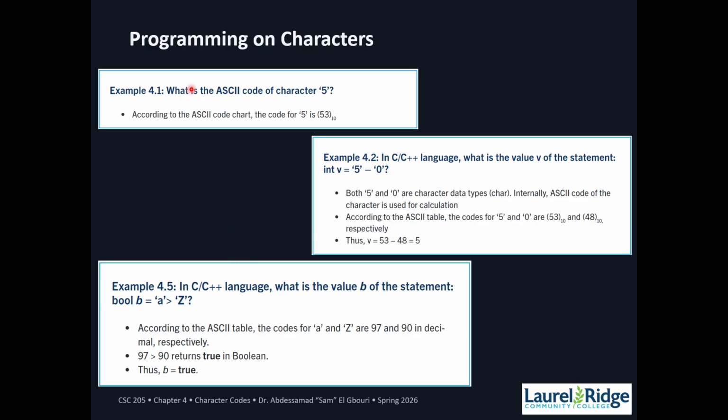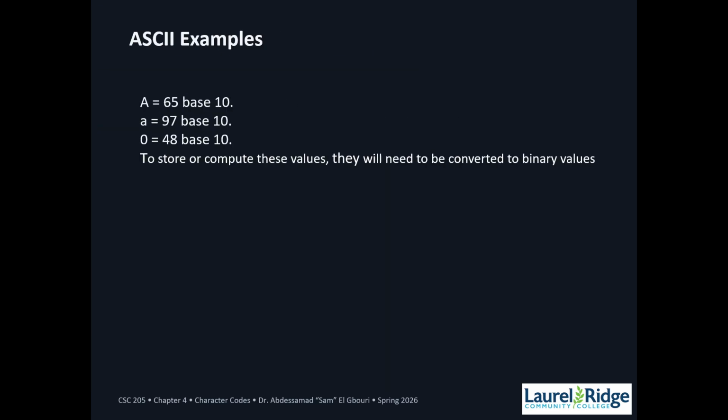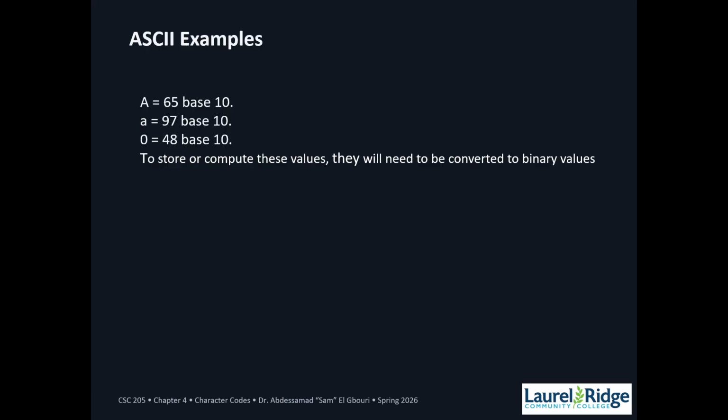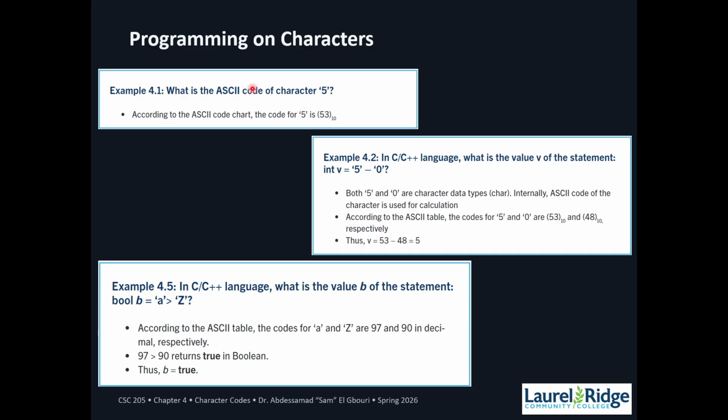So for example, what is the ASCII code of character 5? If we go back to the slide, what is 5? Here is the number 5. It is 53 in decimal, right? So 53 in decimal, here it is. The other question is, in C or C++, what is the value V of the statement integer V?